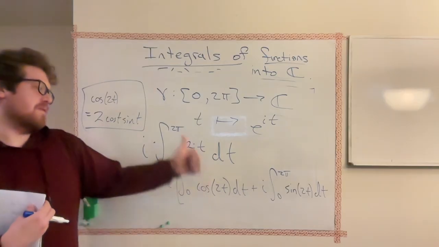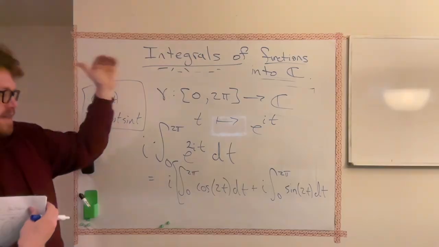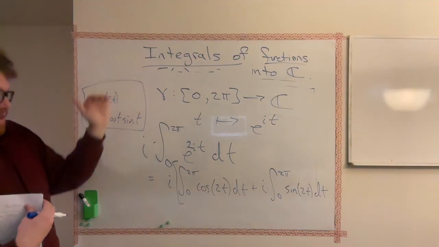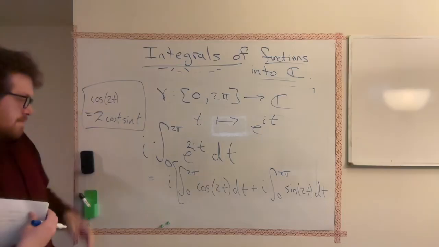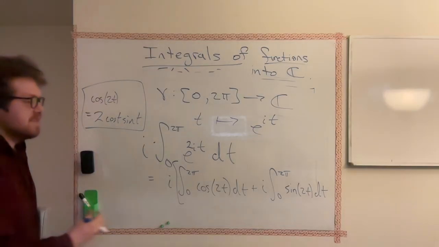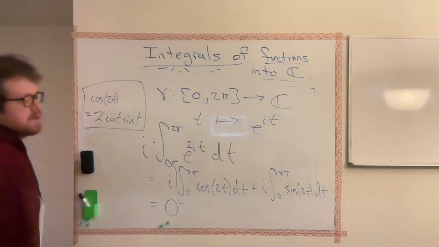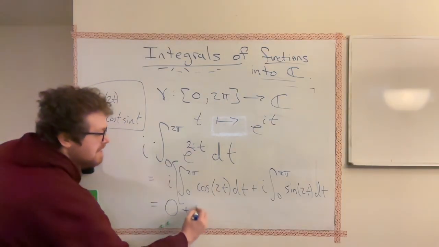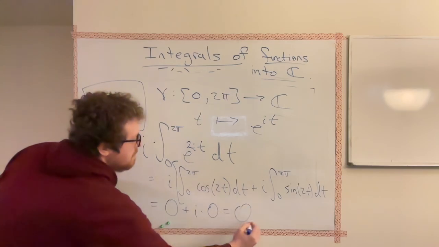And then the antiderivative is cosine, and cosine's value at 2 pi and at 0 is the same. So essentially you can show both these integrals are 0, so you get 0 plus I times 0, which is just 0.